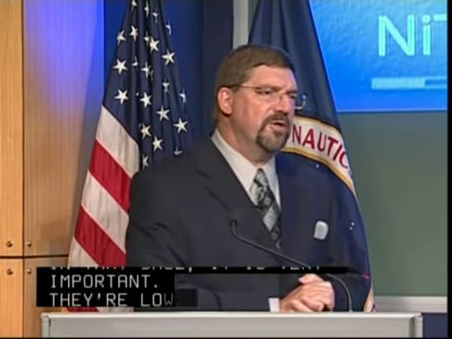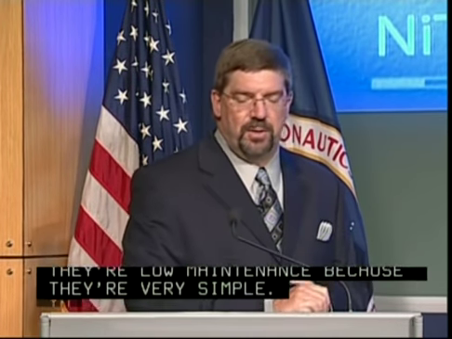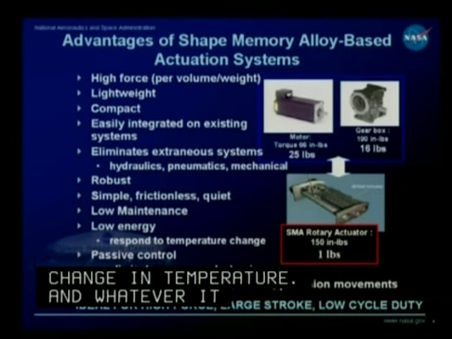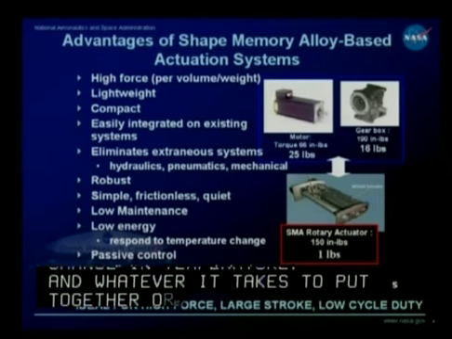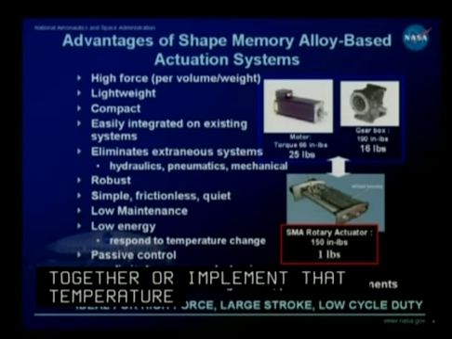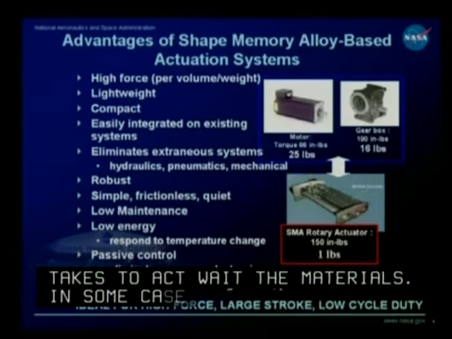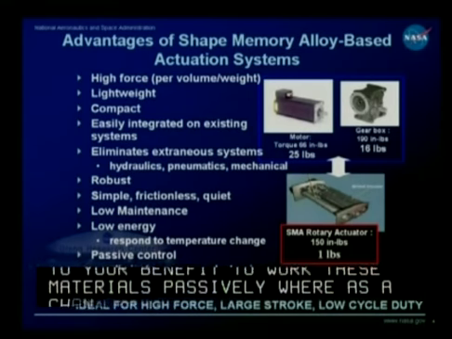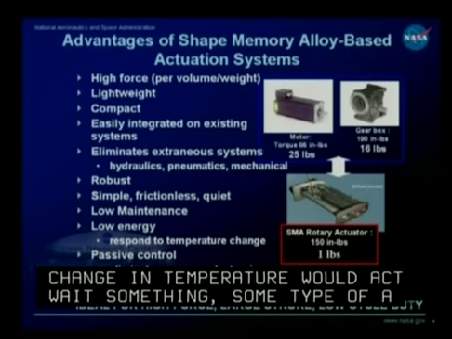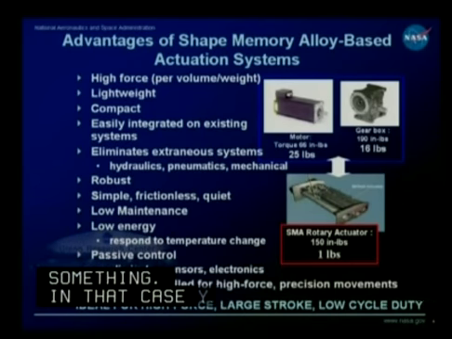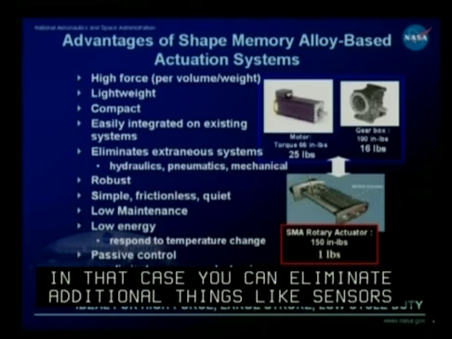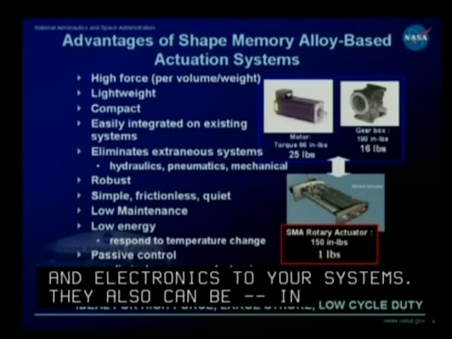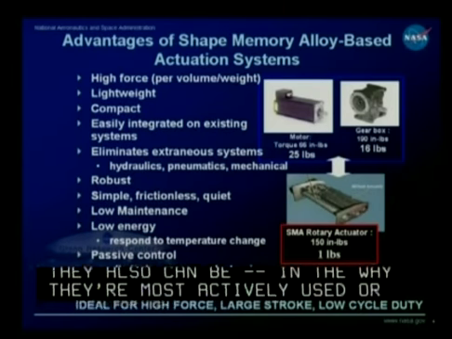In general, they're very low energy because they respond to a change in temperature, and whatever it takes to implement that temperature change is what it takes to actuate these materials. And in some cases, you could use that to your benefit to work these materials passively, where a change in temperature would actuate something, some type of a flow device or a door. In that case, you can eliminate additional things like sensors and electronics from your systems. They also can be, and the way they're most commonly used, is for active control for high force and precision movements.